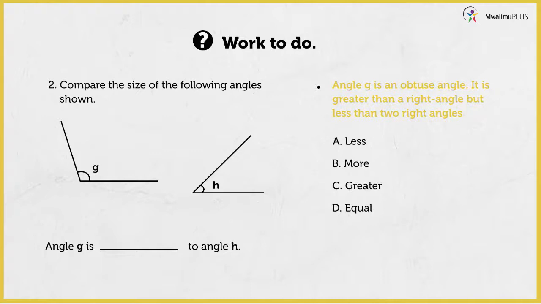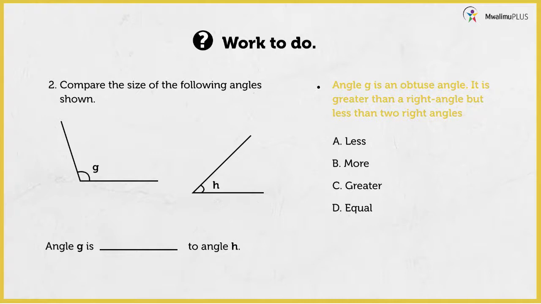First we have angle G, the other one is angle H. So you are to compare. The question was, angle G is dash to angle H. So learners, you have to compare them. Look at G and look at H. Before you give your answer, you have to compare those two angles and say something. A was telling us it's less, B more, C greater, and D equal. So what can you say about this one?